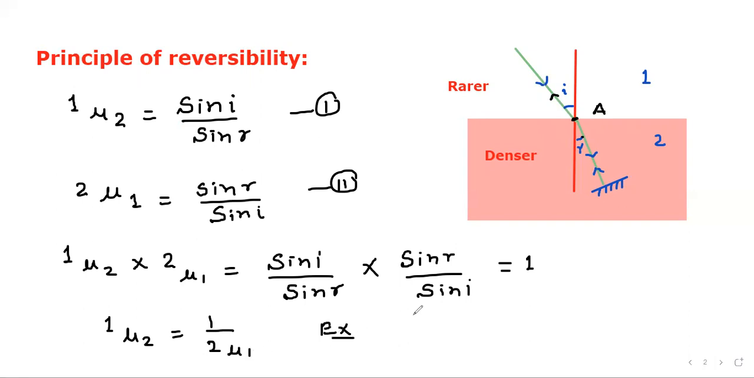Example: suppose the refractive index of glass with respect to air is 1.5, then the refractive index of air with respect to glass will be equal to 1 upon 1.5. Here, suppose we write A mu B. It means we find the refractive index of second medium with respect to first.